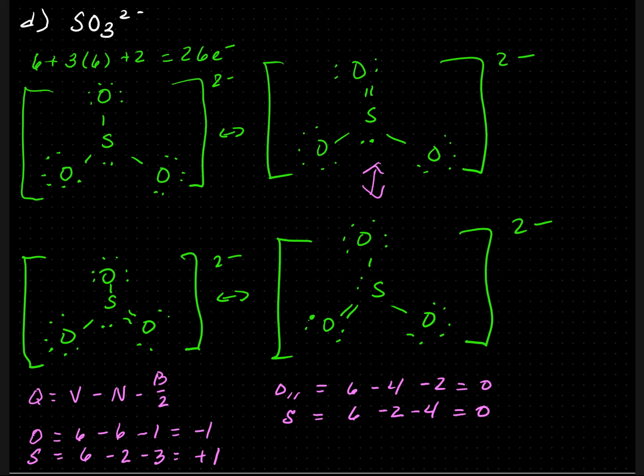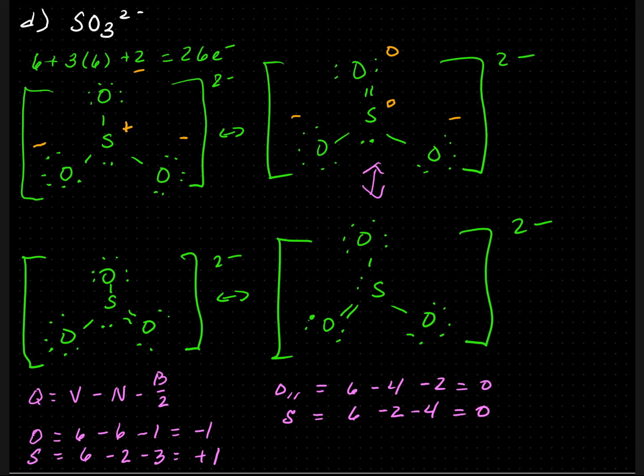The oxygens here are all single bonds, so they're all negative in charge. When we calculated the formal charge, the sulfur had a positive charge. This structure is possible. The most electronegative is negative in charge. The least electronegative is positive in charge. If I look at the second picture, the single bond oxygen is still minus in charge. The double bond oxygen is 0 in charge. And then the sulfur is also 0 in charge.